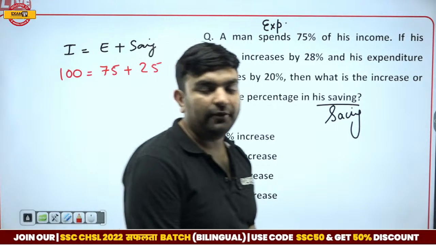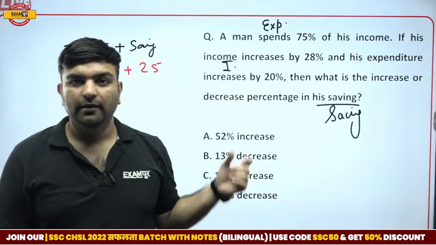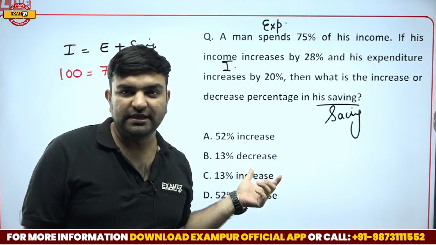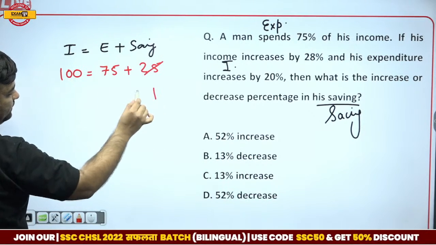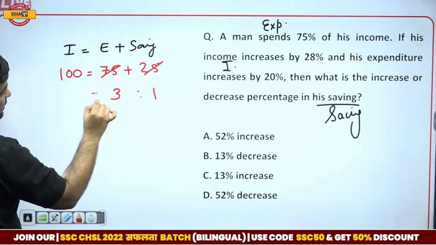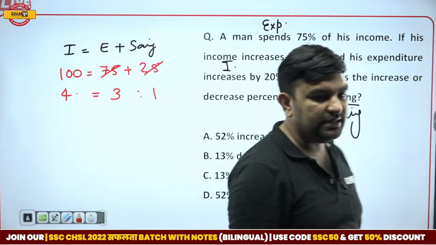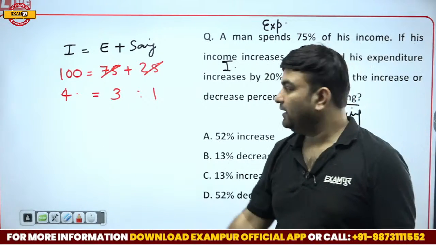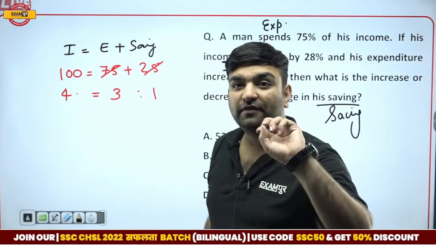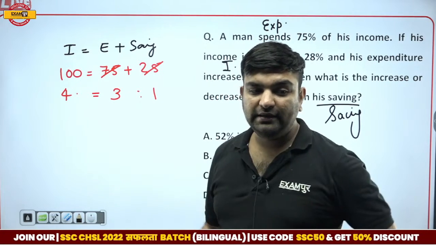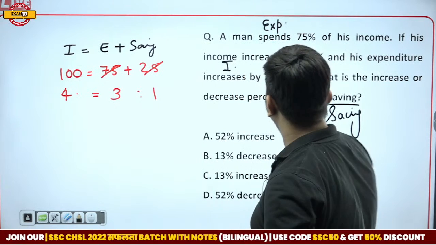There is a new method which I'm going to give you today: write income, expenditure, savings in the ratio form. So income, expenditure, savings is in the ratio 4, 3, 1. And obviously they maintain a relation of plus. Now, whatever the change happening with them, I can deal with this change directly.